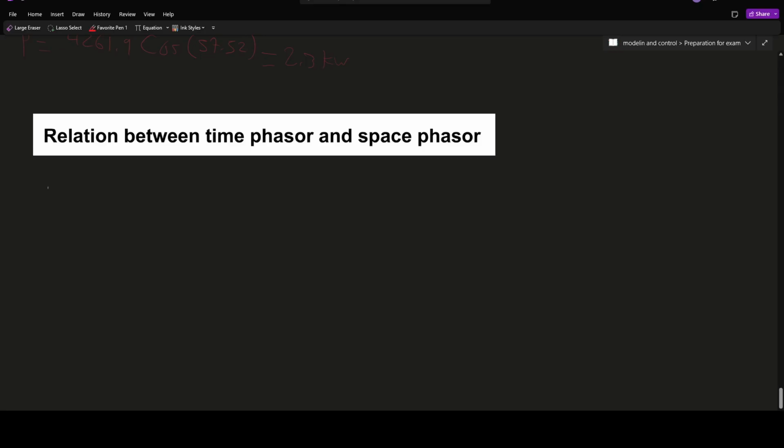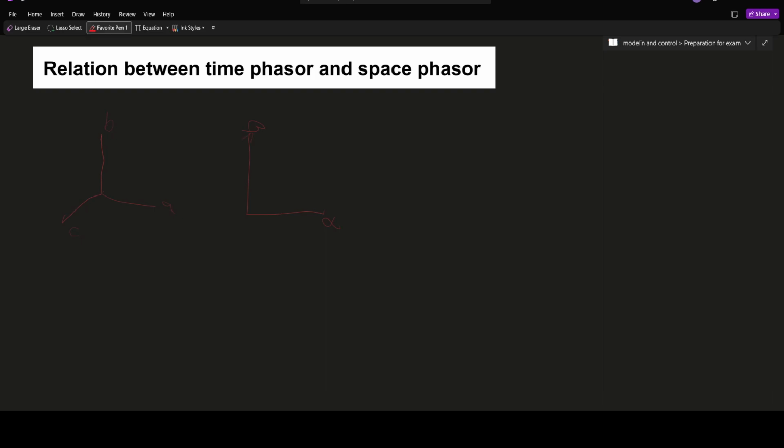Okay, now we are going to see the relationship between the time phasor and the space phasor. In our previous video, we did an exercise where we had our components A, B, C, and we changed it into our alpha beta component. Now we are going to see the relation between our alpha beta component and our dq component. Remember, the angle between these two reference frames is theta.